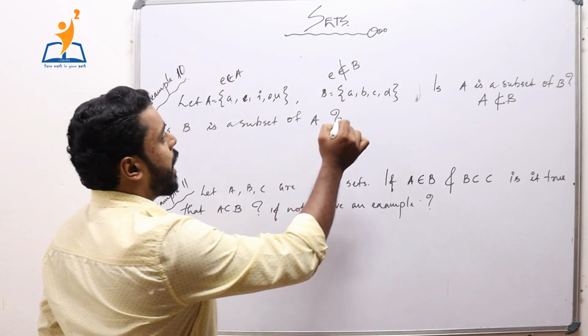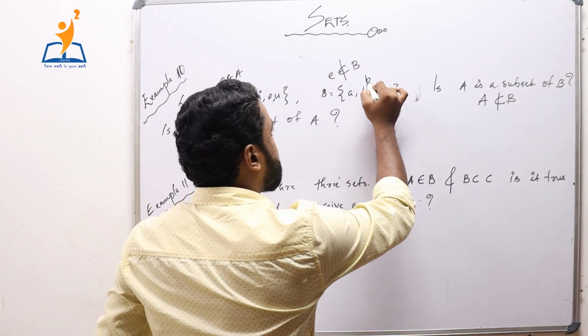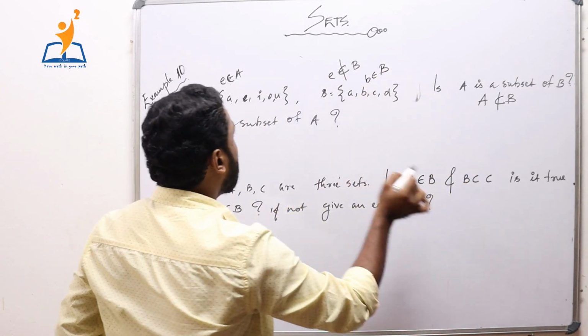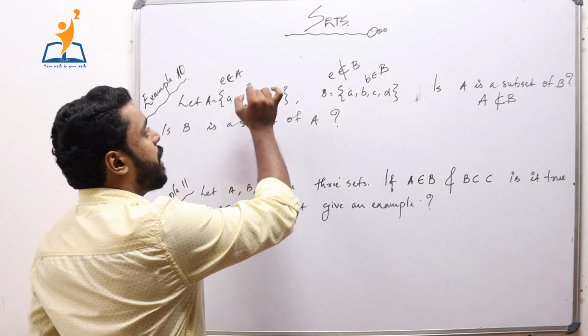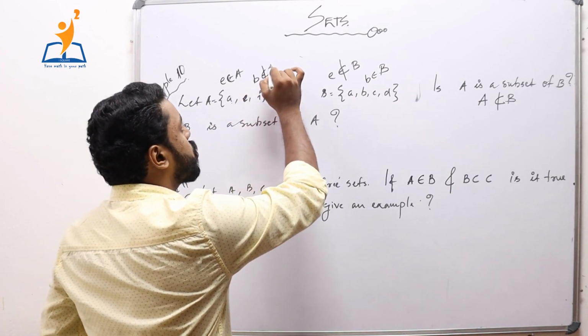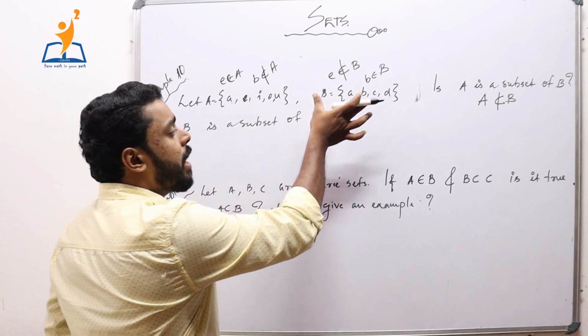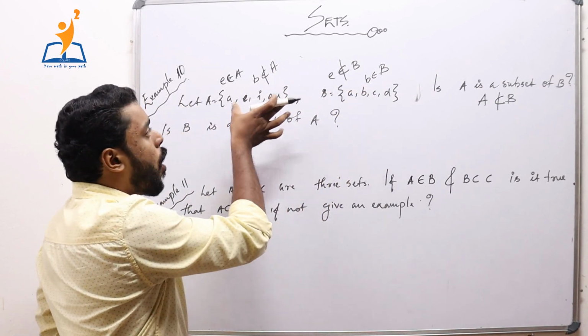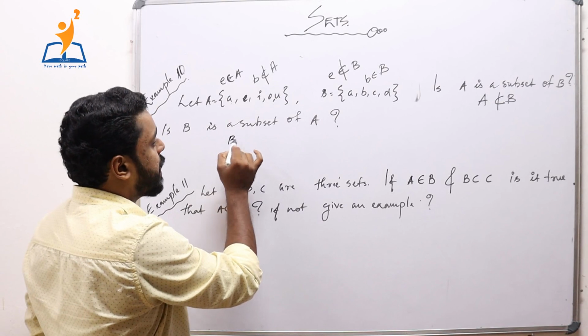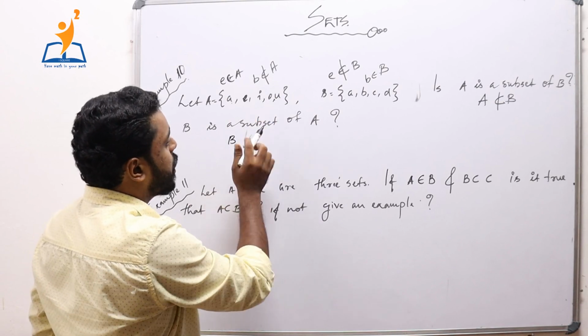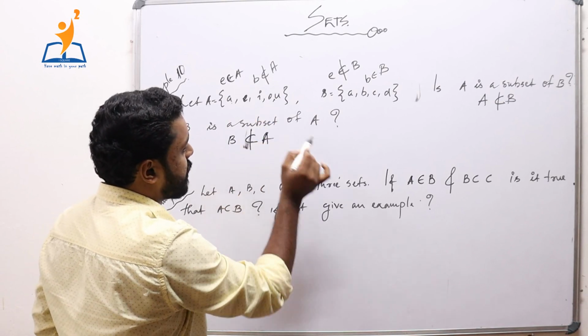Okay. Now the second part, is B a subset of A? We can observe that b is an element of the set B, but here we don't have any b in A, so b does not belong to capital A, which means that every element of B is not in A, so we can say that the set B is not a subset of the set A.